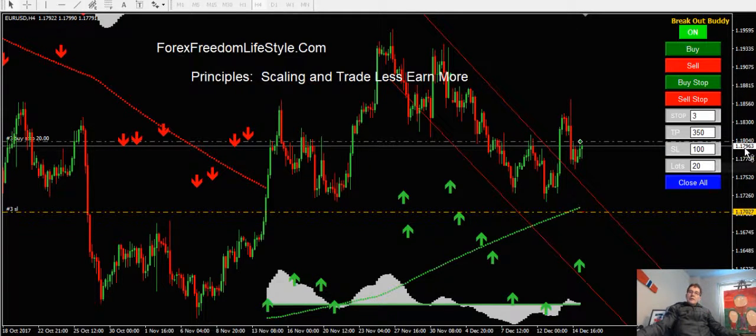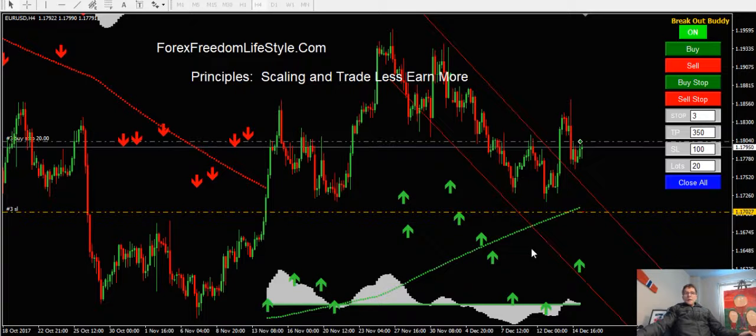Again, we're on the 4 hours, so it takes a while for this order to get filled. So we'll just wait it out, expect it to move up here. As it moves up, we will scale, meaning we will add additional trades when it's safe and wise to do so.